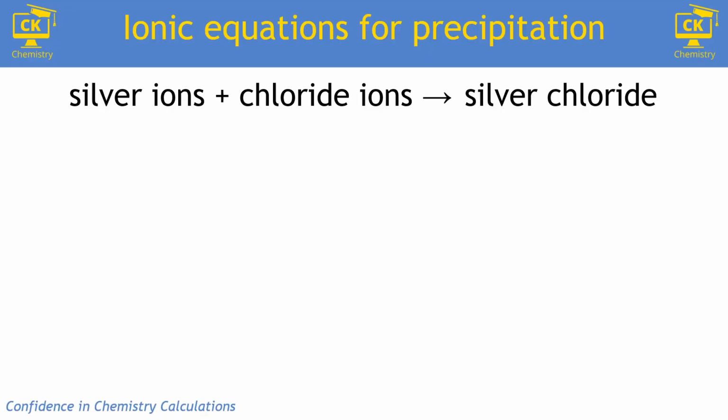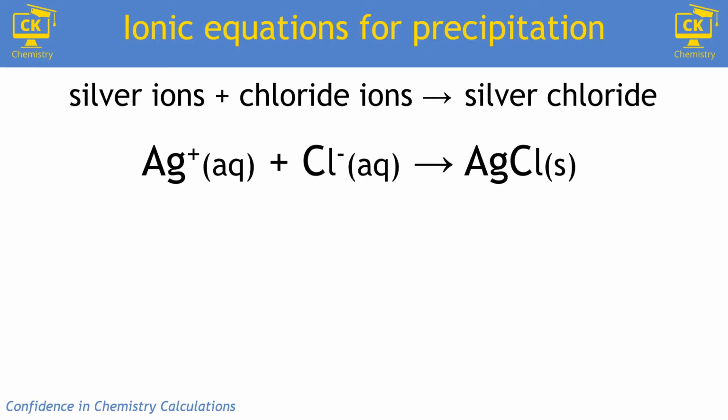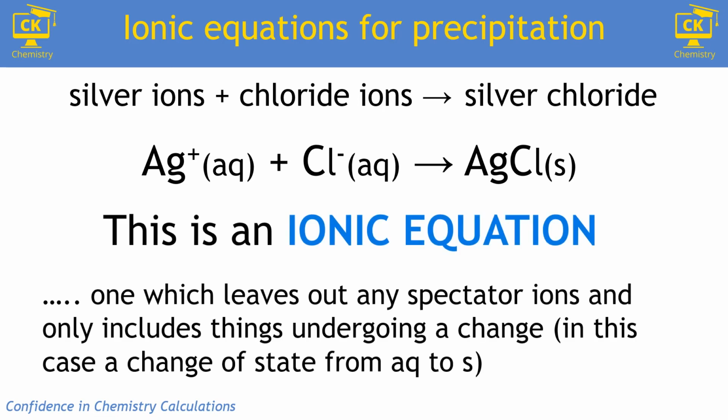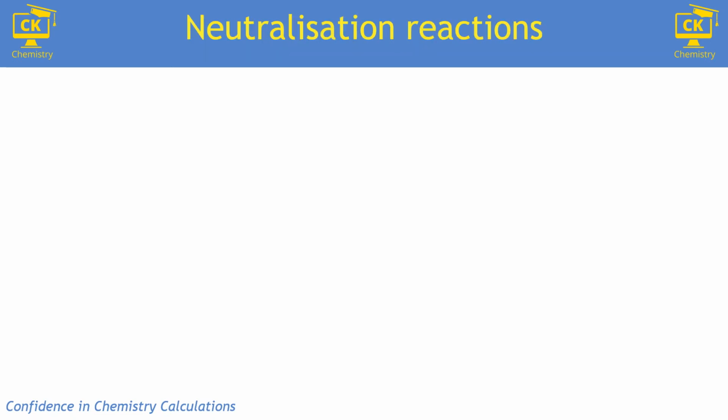This means that I can write an ionic equation for precipitation. I can simply write that the Ag+ reacts with the Cl-, both of them in aqueous state, to make AgCl in solid state. This is an ionic equation. We're going to have a whole video about ionic equations, so I won't say any more about that for now. We're also going to look at neutralization.